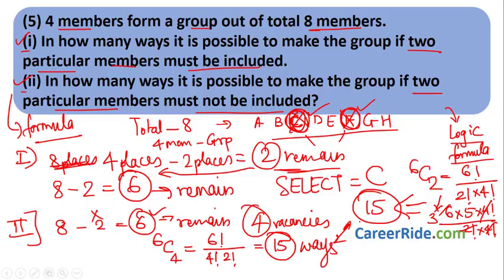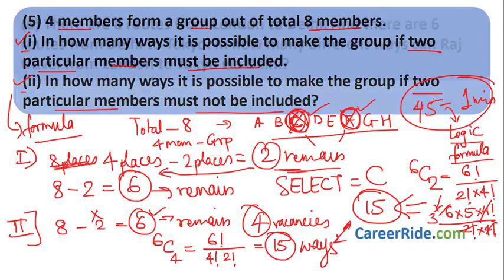That is done. If you practice, you will be able to solve combination problems in 45 seconds to 1 minute very easily. Just remember when to use logic, when to use formula, and with practice you will be able to get a grasp of this. It is very easy. Moving to question number 6.